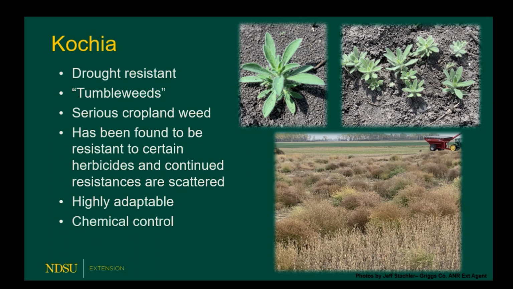So kochia is the drought resistant one. We call them the tumbleweeds. They're also very fuzzy as seedlings, and they're in that little uniform rosette with different sizes of leaves, which is what you'll notice on that one compared to leafy spurge. And it's been found to be resistant to certain herbicides. Last year, if any of you heard Joe Eichley and Brian Jenks talk about the resistances that we had, there's a whole article you can read on it, and it's kind of widespread throughout North Dakota.